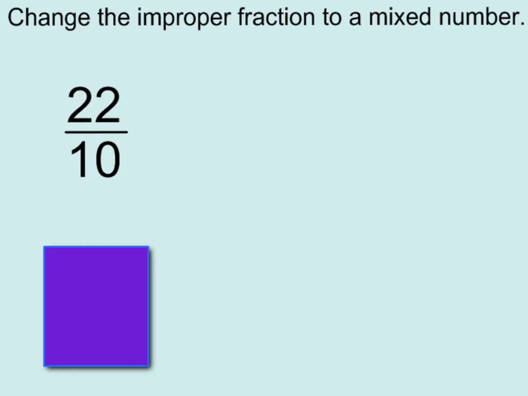This question says, change the improper fraction to a mixed number. If I have 22 tenths, how many tenths would that equal? Well, remember, I want you to think of this fraction bar as a division sign. So how many groups of 10 can go into 22? Well, if I count by tens, I know 10, 20. So I know 2 whole groups of 10 would go into 22. And then I would have 2 left over out of 10. So it would be 2 and 2 tenths.